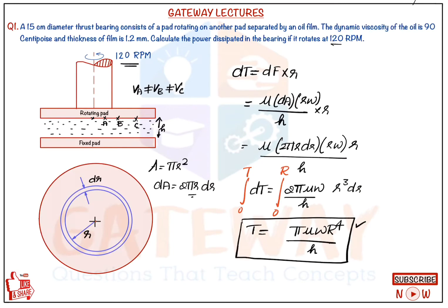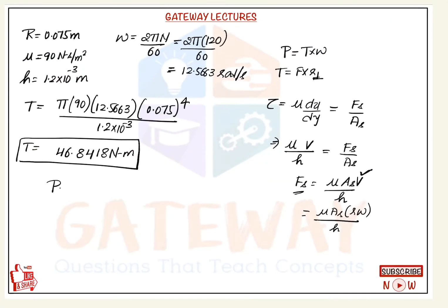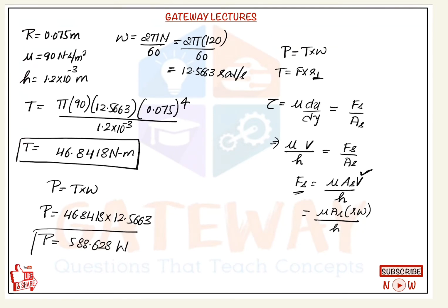So we got the torque, but in the question we were asked the power dissipated. So power we know is nothing but torque into omega. So power is equal to torque, 46.8418, into omega, 12.5663 radian per second. From that we will get the value of power as 588.628 watt, and this is our answer.